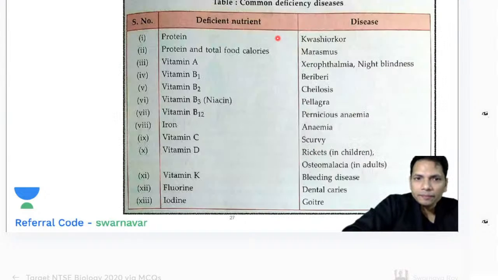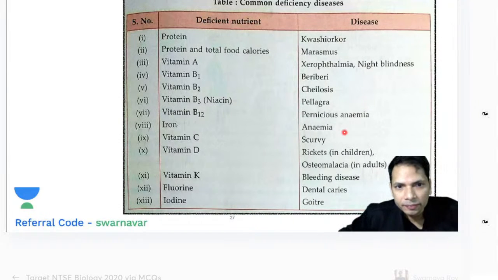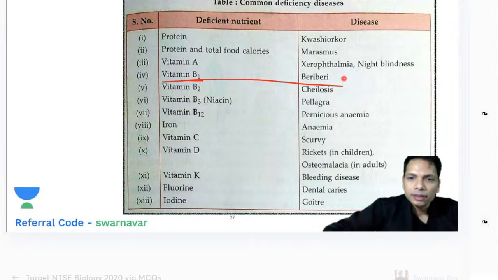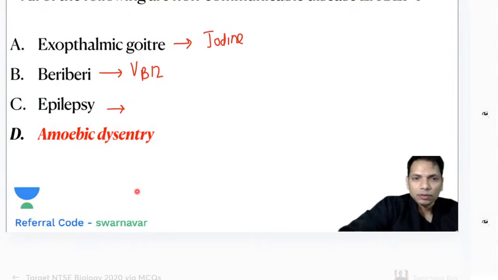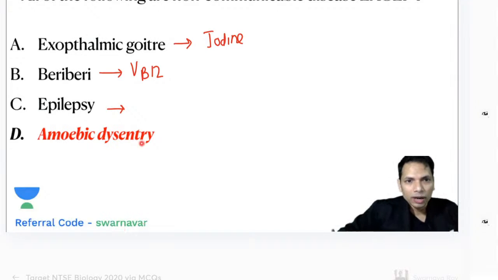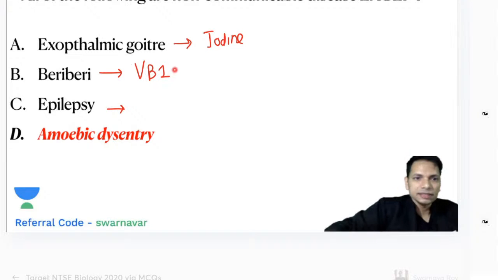And here we have beriberi. Sorry, vitamin B1, not B12. Beriberi is B1, I made a mistake. Vitamin B1 deficiency, not vitamin B12. So vitamin B1 deficiency causes beriberi.